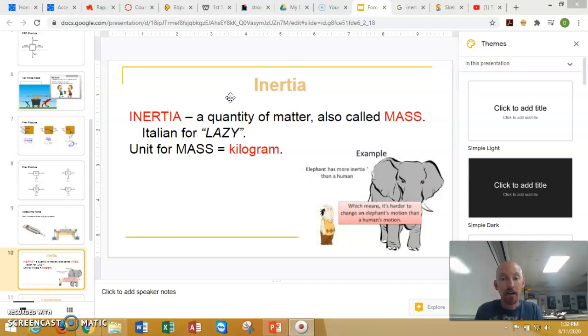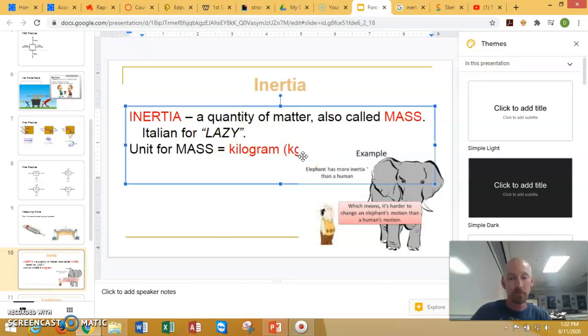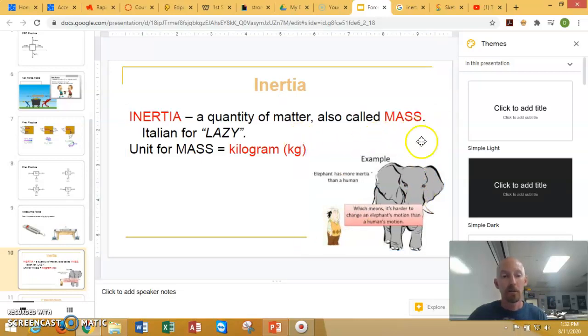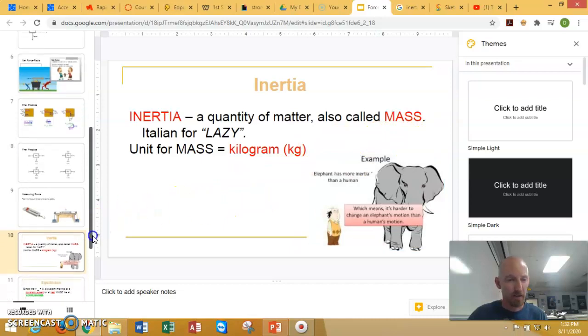Okay. Now, if I were to shoot you up to the moon right now, you would still look like you. So your mass doesn't change. If I shoot you out into space, you're still going to look like you. Your mass doesn't change by virtue of position. Okay. It's an amount of matter in something. The unit for mass is the kilogram, or kg. There we go. Make sure you understand that distinction there.